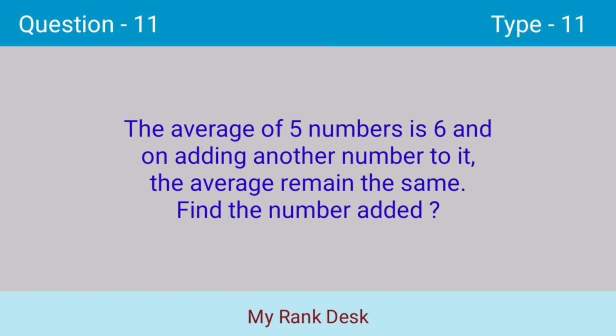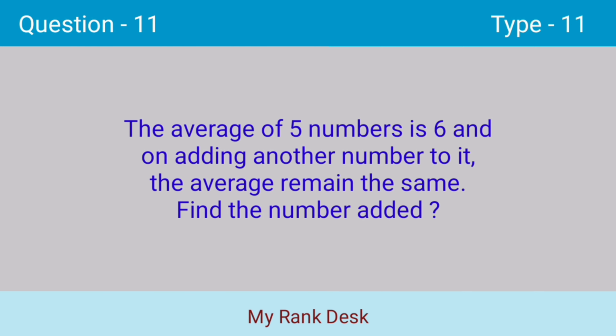On adding one term to the group of 5 terms, the number of terms in the new group will be 6. And we have given that the average of the new group is also 6. So, the sum of the group of 6 terms is 6 into 6 equal to 36. On subtracting the sum of 5 terms from the sum of 6 terms, we get a number which must be the number added to the group of 5 terms. That is 36 minus 30 equal to 6 is the number added.